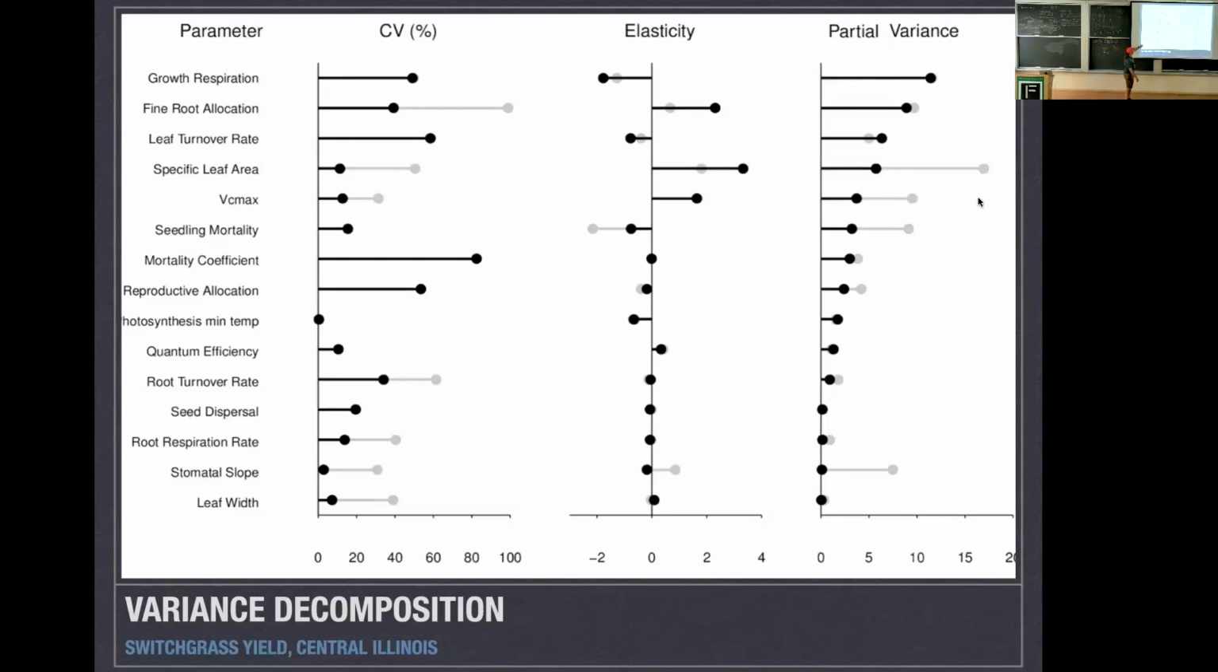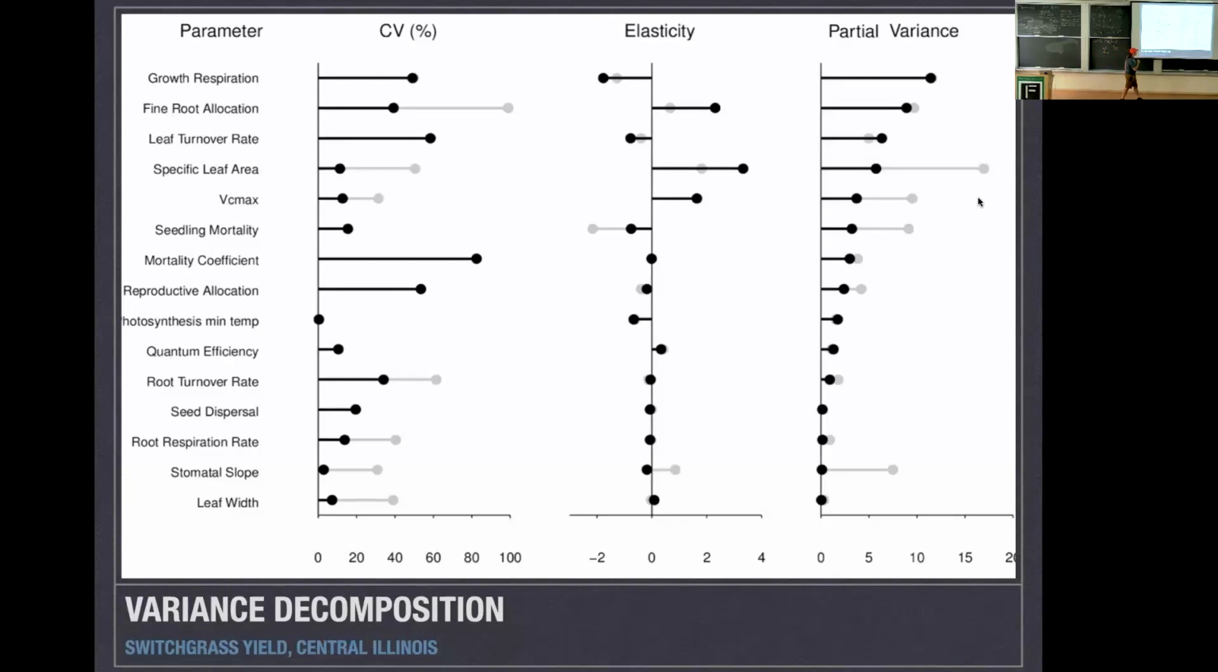And you can see examples like the leaf turnover rate and the specific leaf area, which have very similar contributions to the overall uncertainty, but one's an example of a parameter that is highly sensitive but fairly well constrained, while the other one is poorly constrained but not particularly sensitive. They have almost the exact same contribution to the overall uncertainty.